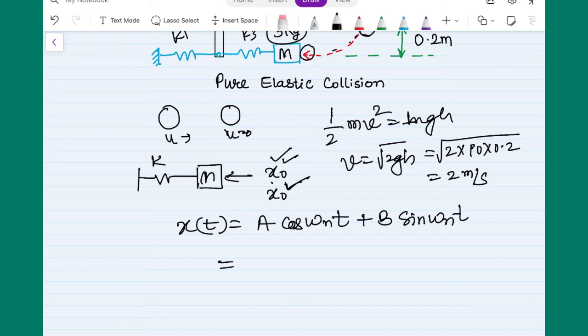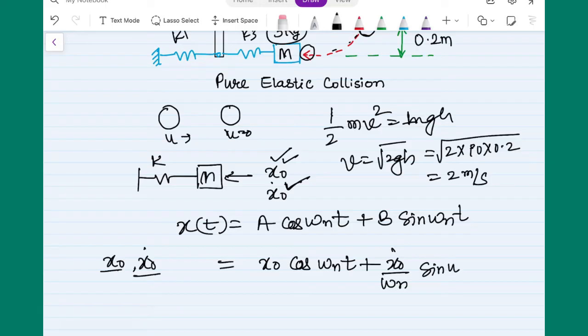We can further simplify. If the given conditions are x naught and x naught dot, displacement and velocity, I can write x naught cos omega nt plus x naught dot by omega n sine omega nt. If you still have confusion about this statement, you can watch my previous video where we studied the single degree of freedom system and its response. Here we are just solving the problem.